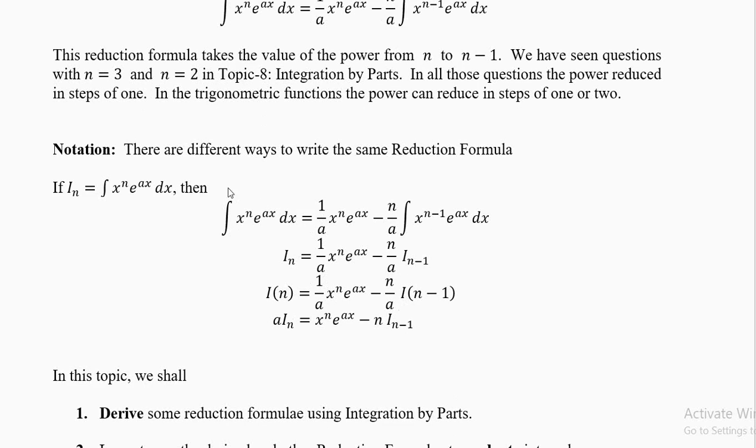Now there are different ways to write the reduction formulae. One of them is to write the integral of x^n e^(ax). The same thing can be written as I_n, and sometimes we take the a this side and write it like an equation. We'll see different ways of writing in different questions if necessary, but most of the time we'll write it as it is given in the form here.